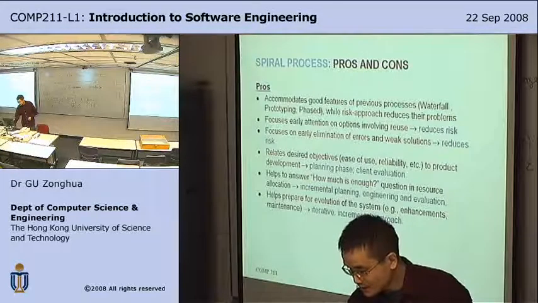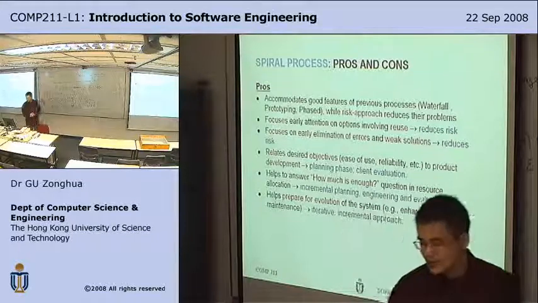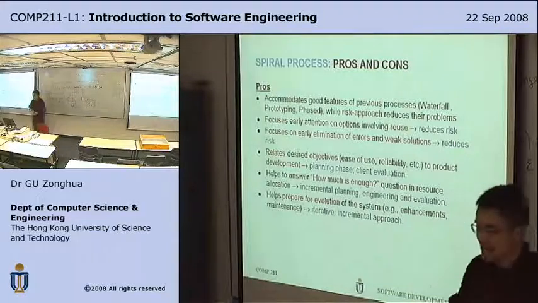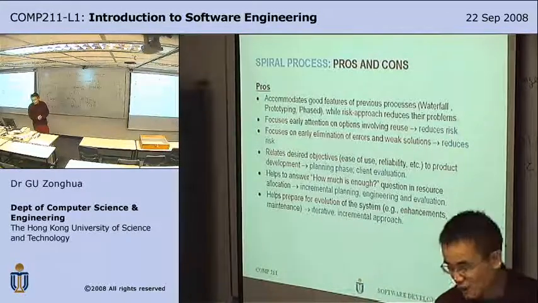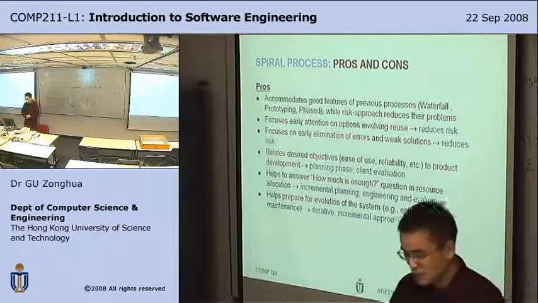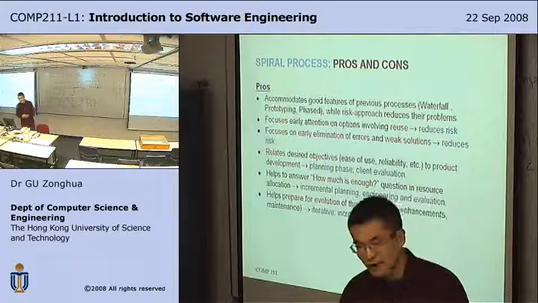So the risk approach reduces problems. That is, the risk analysis is a unique feature of the spiral process. None of the previous processes have this part. So by explicitly identifying risks, you can try to avoid, mitigate, or somehow deal with the risks.